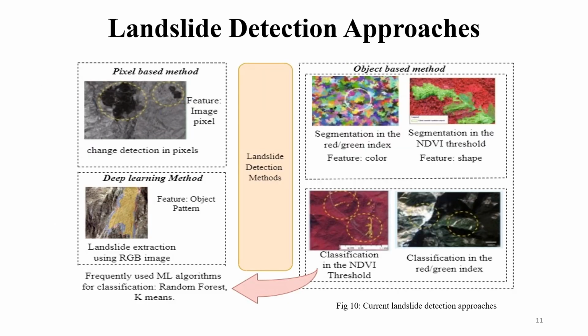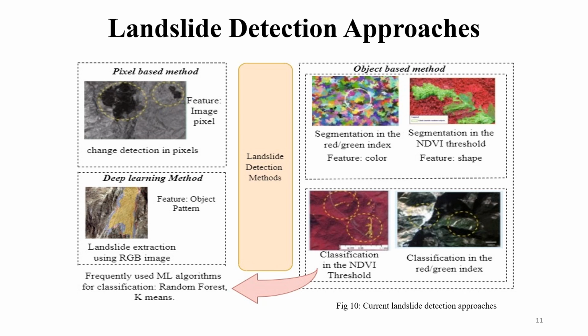Now, recently there are several studies going on that are focusing on landslide detection approaches, and the current landslide detection approach involves these three methods. The first one is the pixel based method, the second one is the object based method, and the third one is the deep learning based method. The pixel based method is used for the extraction of low level features, where the image is classified on the basis of spectral information, and the pixels in the overlapping region will be misclassified due to confusion among the classes.